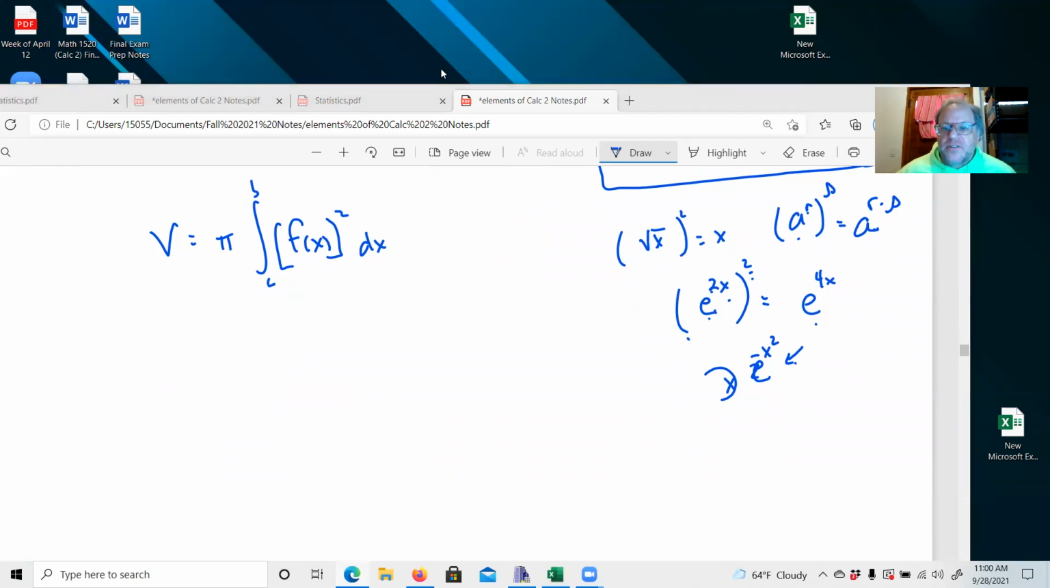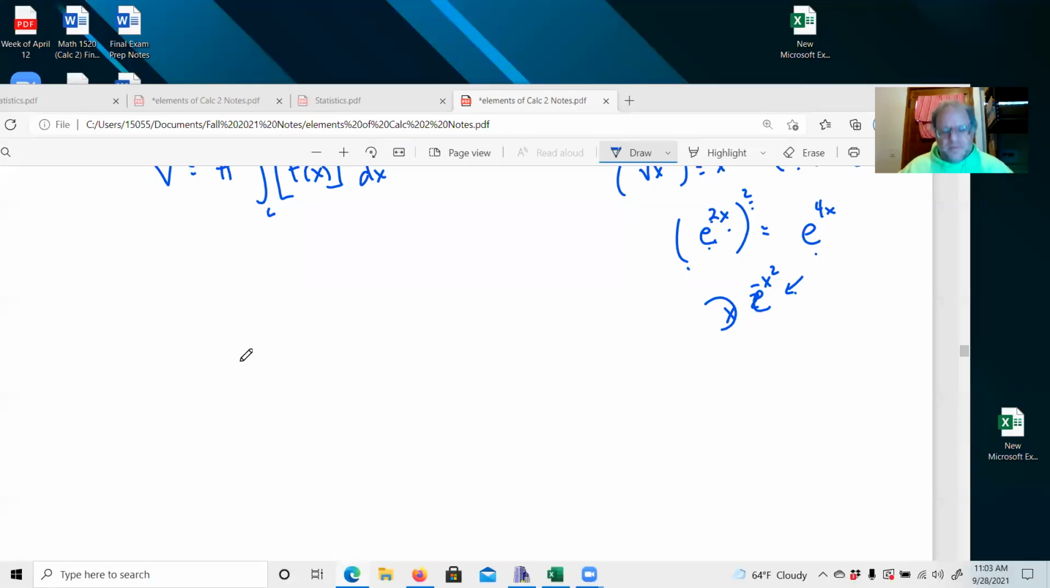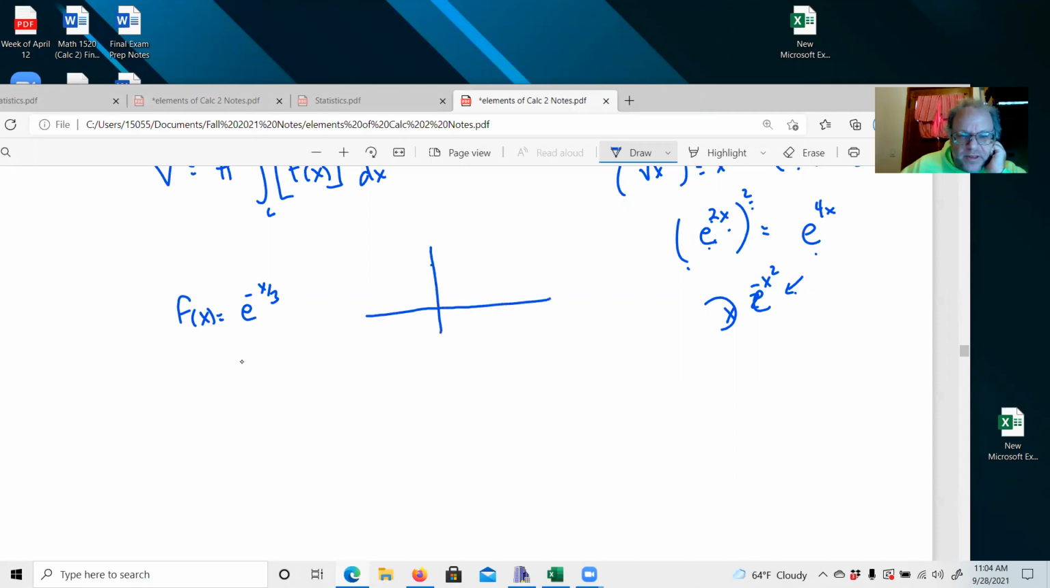So I'm going to go ahead and pause this. All right, let's do two of them. Let's do the volume of revolution of e to the negative, how about x over 3. So we'll say f of x equals e to the negative x over 3. What is this going to look like? It's going to look something like this.